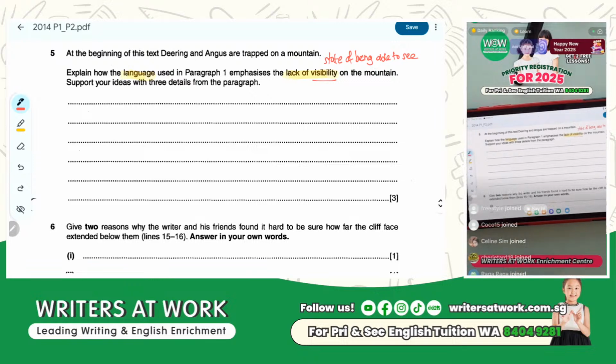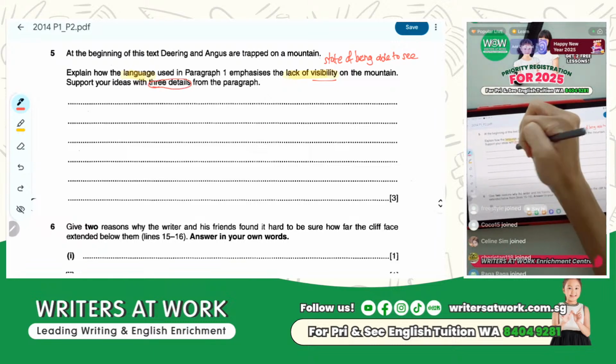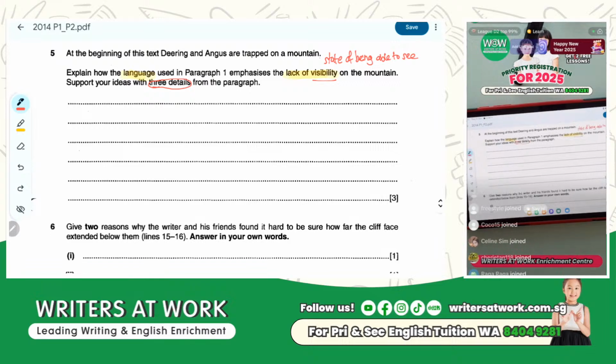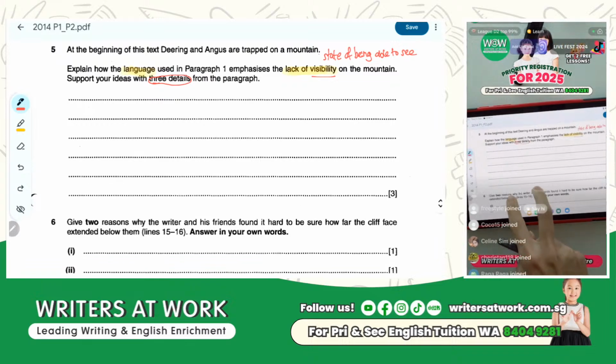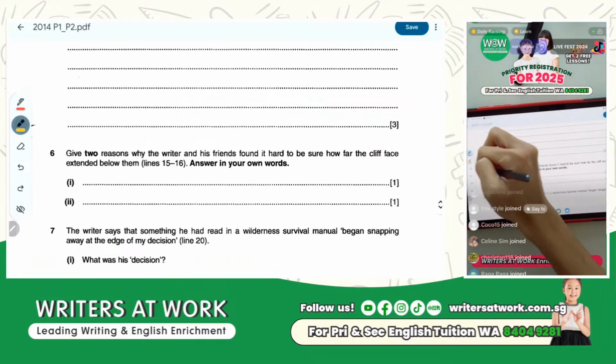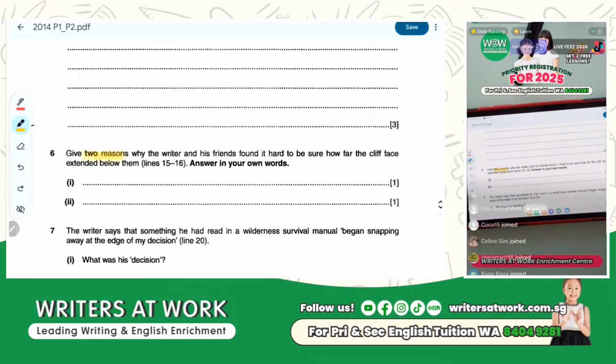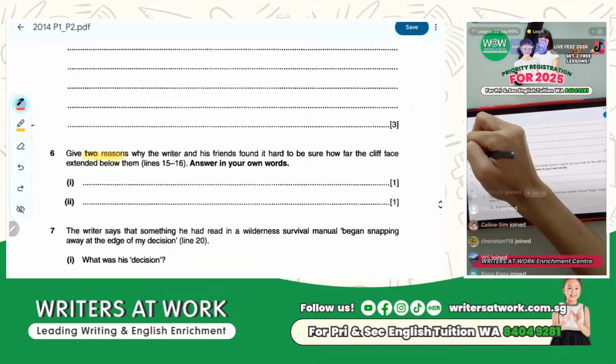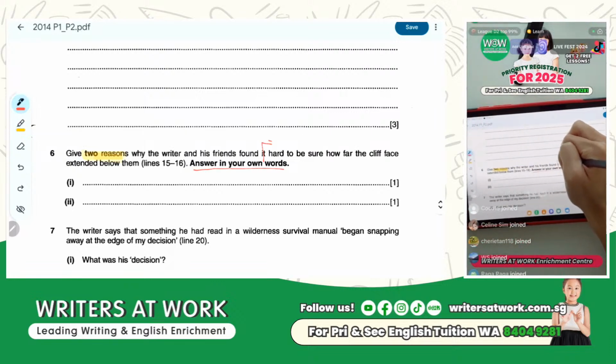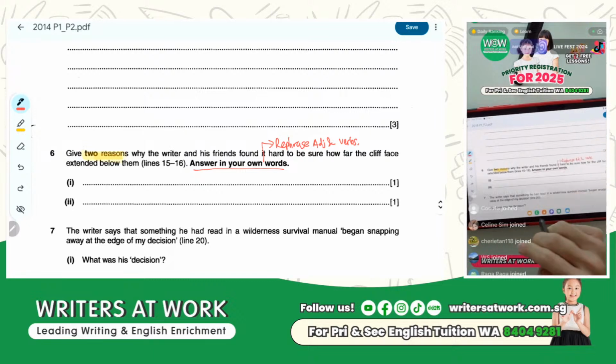Alright. And we need 3 details from the paragraph. Okay, it's a very common question for this one. Okay, moving to question 6, they ask you 2 reasons why the writer and his friends found it hard to ensure the cliff face extended below them. Right. So when you have to answer in your own words, this means that you need to rephrase your adjectives and verbs, your action words and your descriptive words.